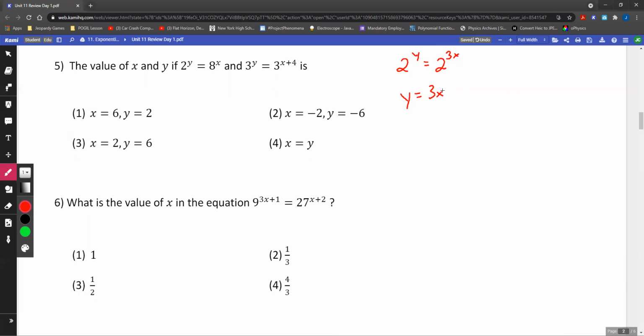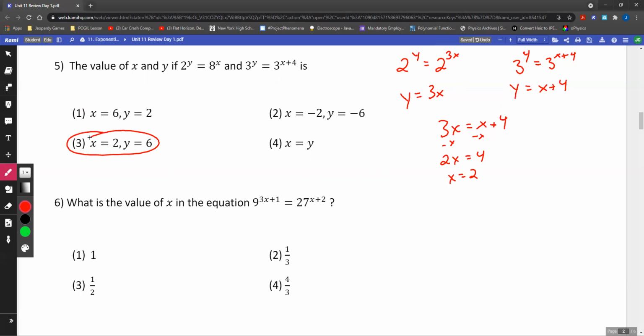With the second equation, since the bases are already the same, I can actually jump straight to y equals x plus 4. Since I now have two equations where y equals some expression with x, I can set these equal to each other. Subtract the x over. I get x equals 2. From here, I can already see that this should be my answer, but we'll just double check. If I plug in a 2 in for x, I do get y equals 6.